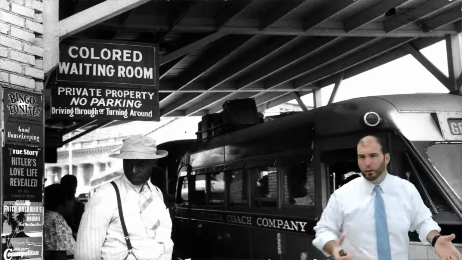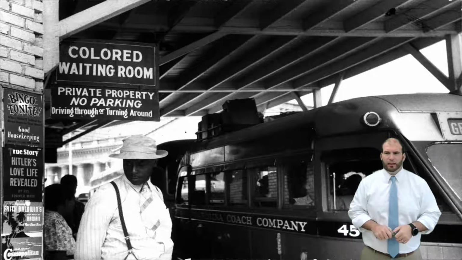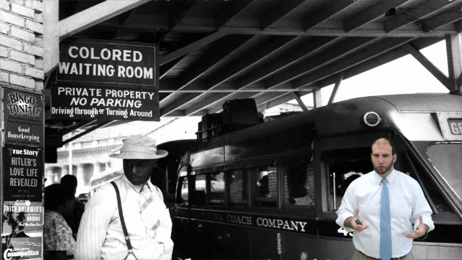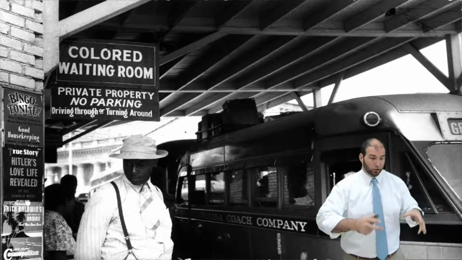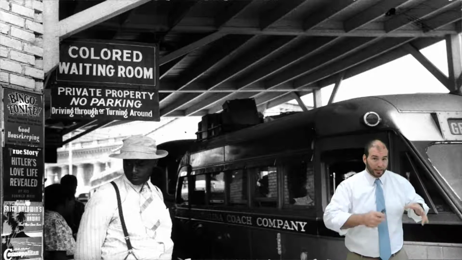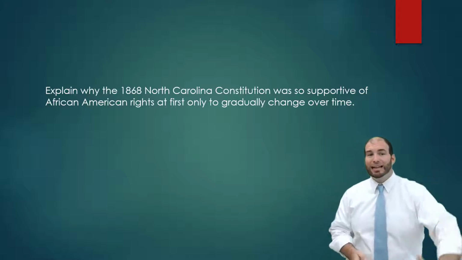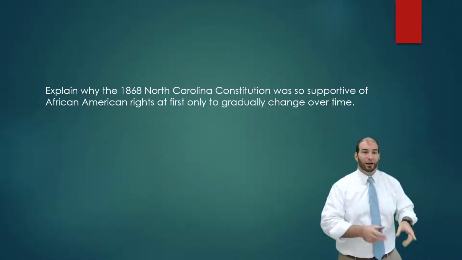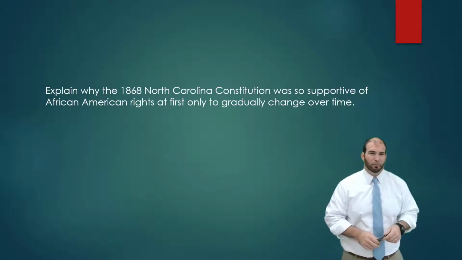North Carolina completely embraces Jim Crow laws and segregation. The 1868 North Carolina Constitution started out being very inclusive, and over time, the amendments that get added to it are designed to segregate society and keep black people as second-class citizens in North Carolina. So the question here is, explain why the 1868 North Carolina Constitution was so supportive of African American rights at first, only to gradually change them over time.